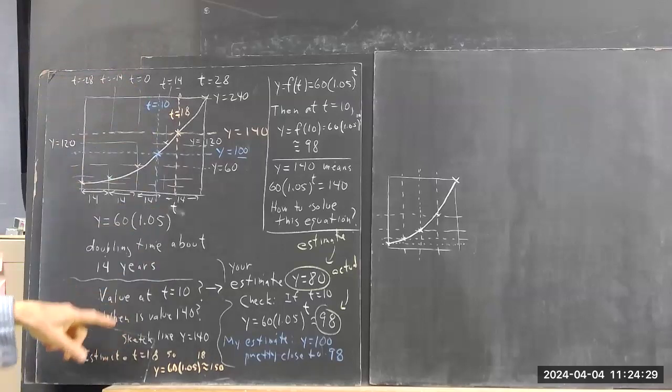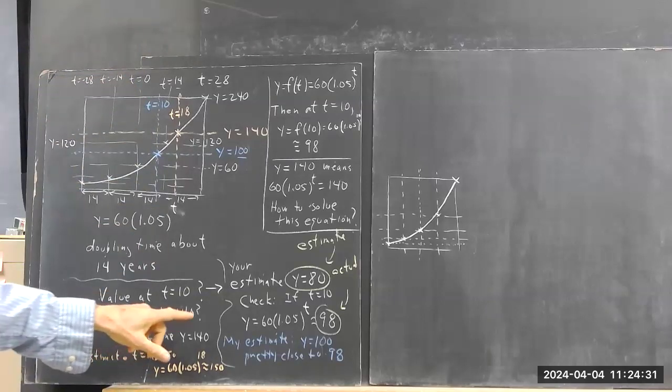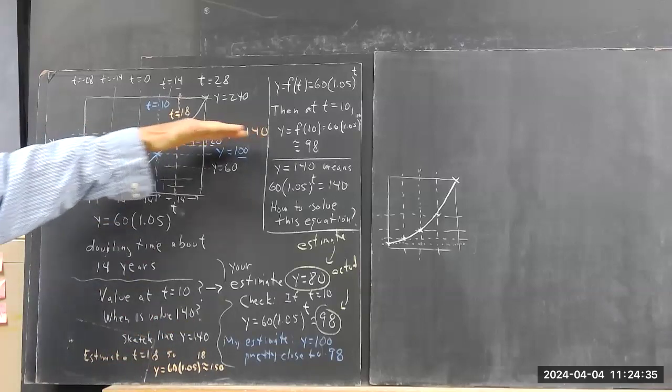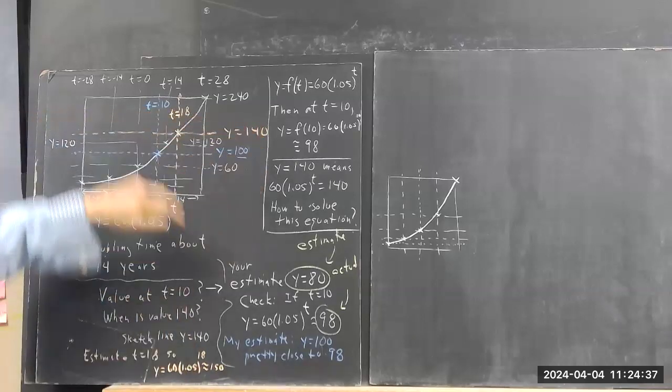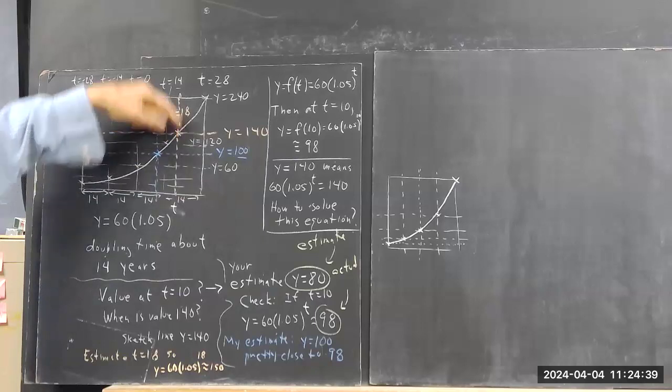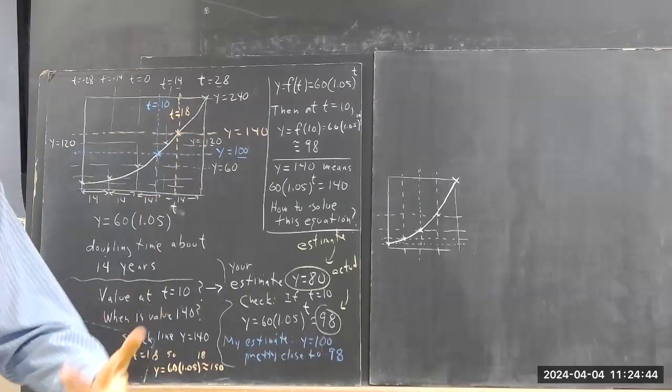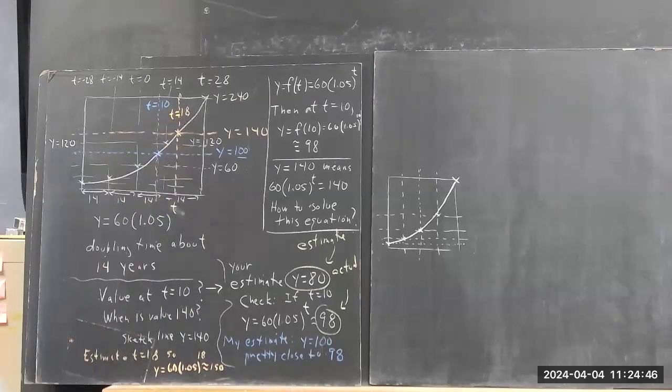So again, when is the y value 140? Well, y equals 140 is just a horizontal line on the graph. It intersects the graph here. And now we can draw a vertical line to find out what T is, or to estimate what T is, and we get an estimate of T equals 18. Okay, now we didn't have time. Yeah, actually we did.